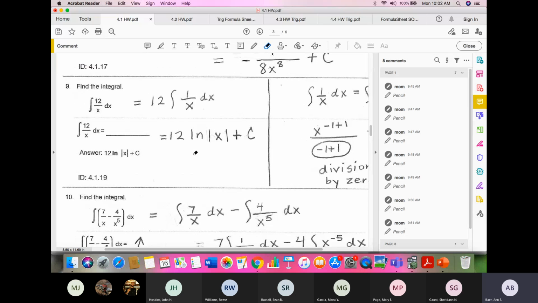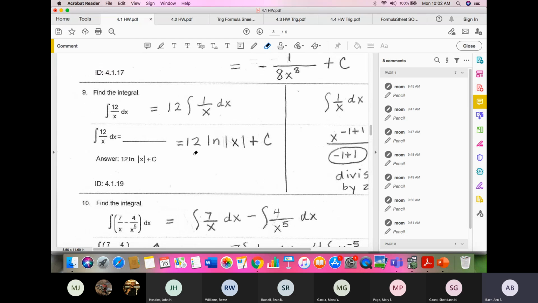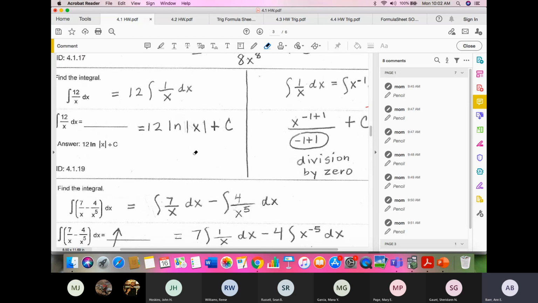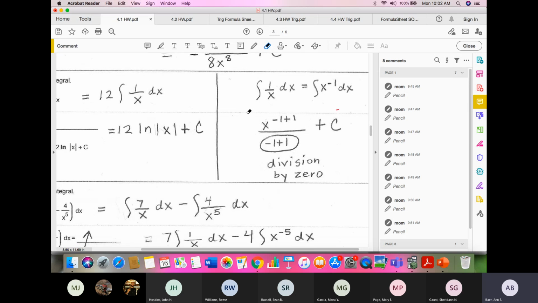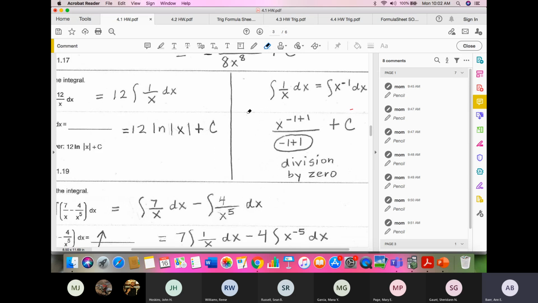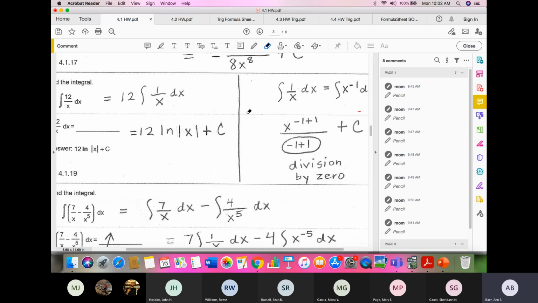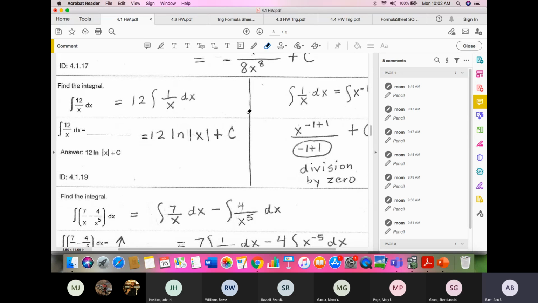We really need to use another rule. Whenever you have x to the -1 like that, or you could just look at it as 1 over x, you have to use a different rule. Here we are going to use the rule that involves the natural logarithm. So the integral of 1 over x is ln of the absolute value of x plus a constant of integration.